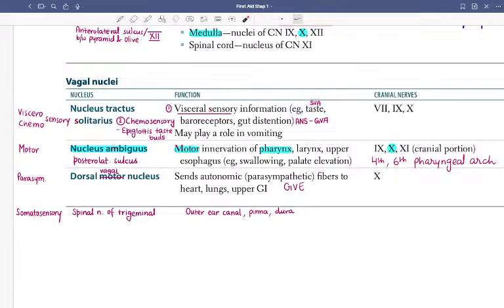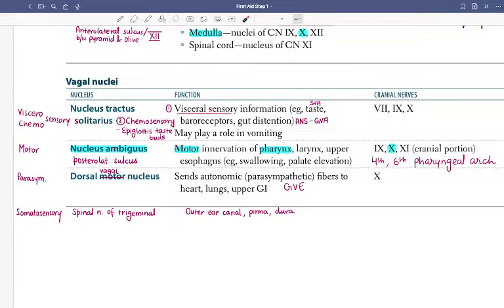Okay, so two things here. First is the nucleus tractus solitarius. That is going to be NTS. Obviously it coordinates a lot of things for vomiting. So first we come to the inputs. When we refer to the inputs, it's basically the following.